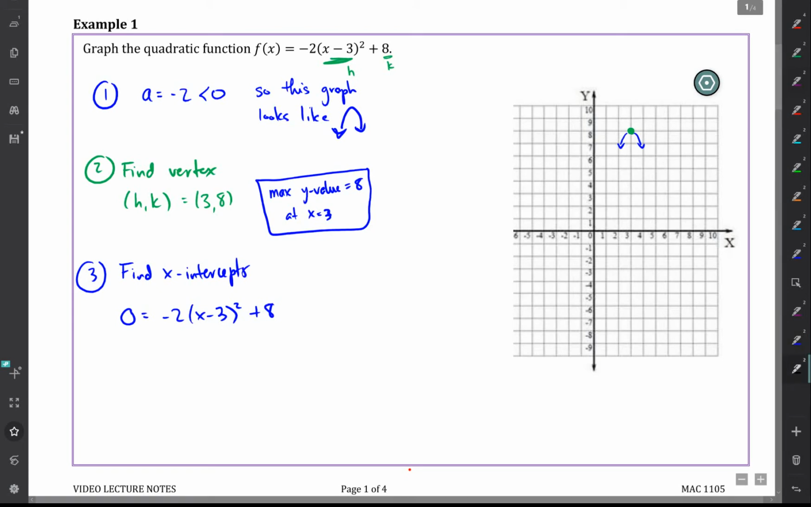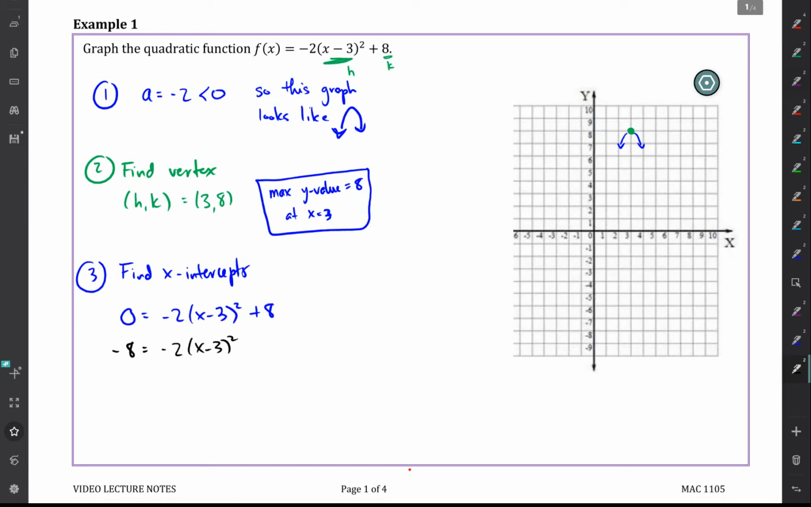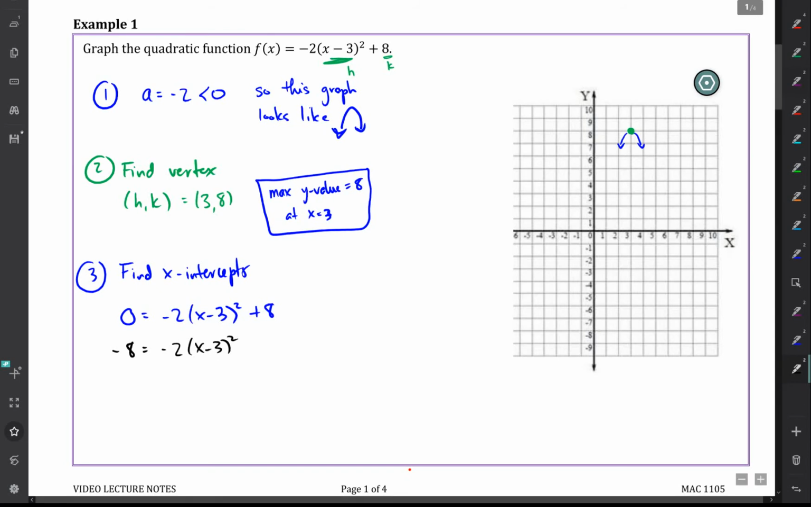So what I want to do is subtract 8 from both sides. So I get -8 equals -2 times x minus 3 squared, and then I'll divide by -2. So I'm just getting the thing that's squared by itself here. So that's 4 equals x minus 3 squared, and then I take the square root of both sides. And remember, I need to have a plus or minus there somewhere. So this should be, what is that? That's 2. So plus or minus 2 equals x minus 3.